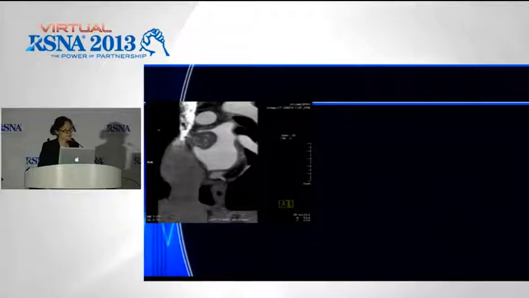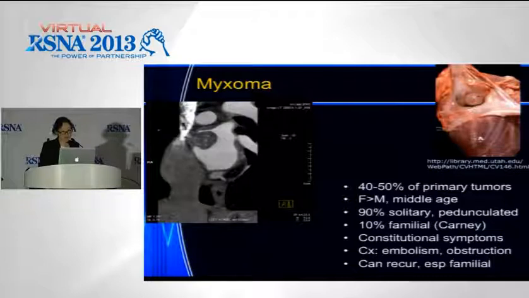So this is a mass within the left atrium. It's pedunculated. It's attached to the interatrial septum, very well circumscribed, but does have some heterogeneity within it. And this is the classic appearance of the myxoma. So this accounts for up to half of primary tumours. It's most commonly found in middle-aged females. It's usually a solitary finding, but can be part of the Carney complex. Patients present with constitutional symptoms or complications such as embolic phenomena causing stroke or obstructive symptoms, and these can also recur after resection, particularly in the familial situation.